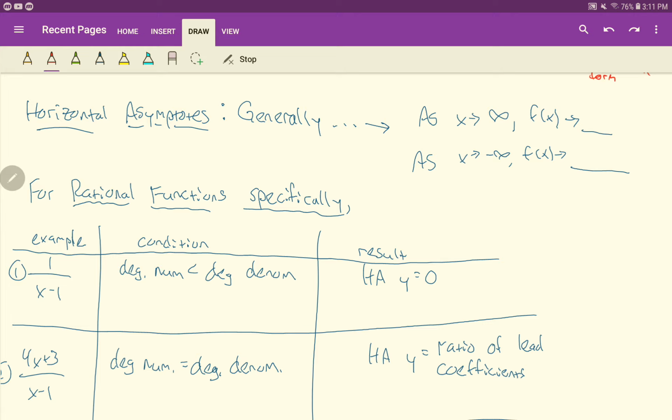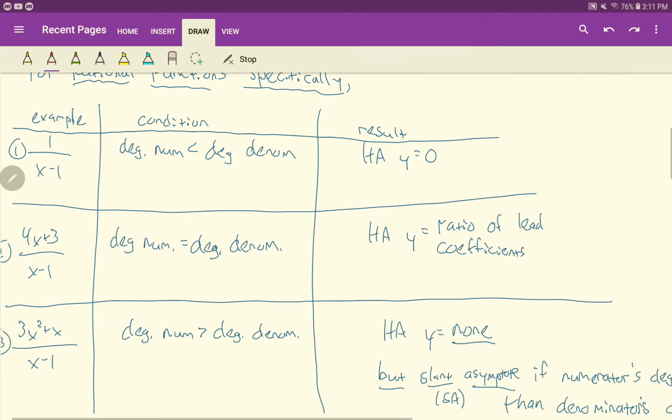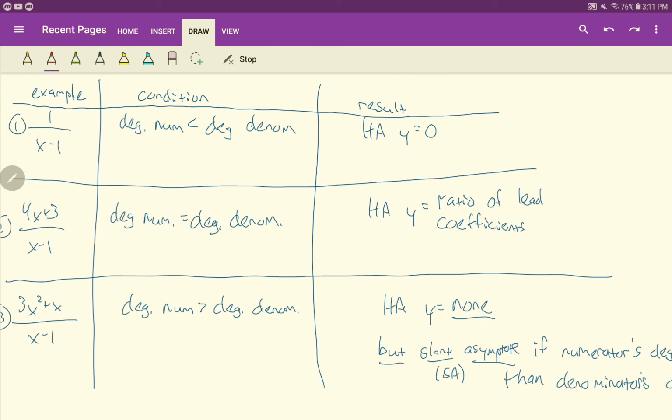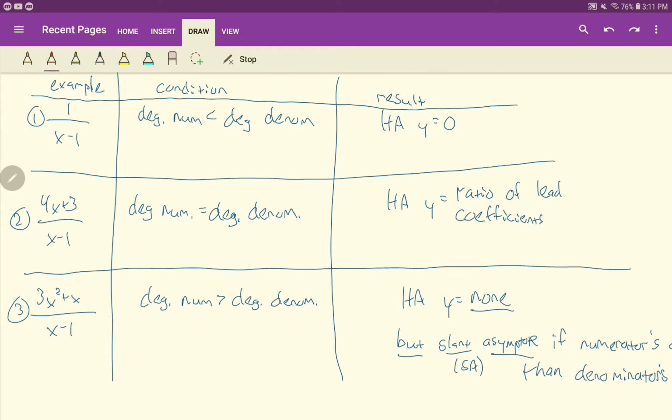Now, for rational functions, there is a specific rule that we can follow. So this is only true for rational functions, what I'm about to show you here, okay? And so in summary, there are 3 different categories of rational functions we'll be considering when we look for horizontal asymptotes.